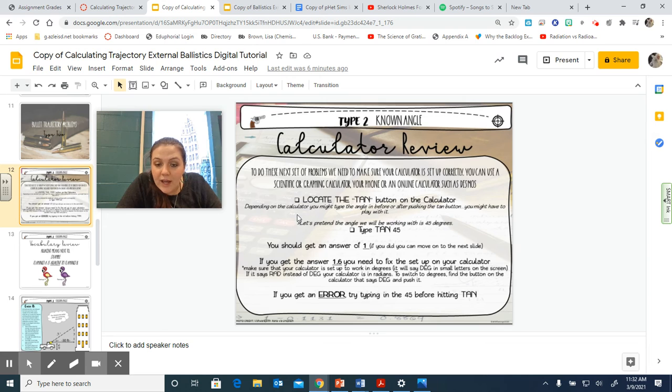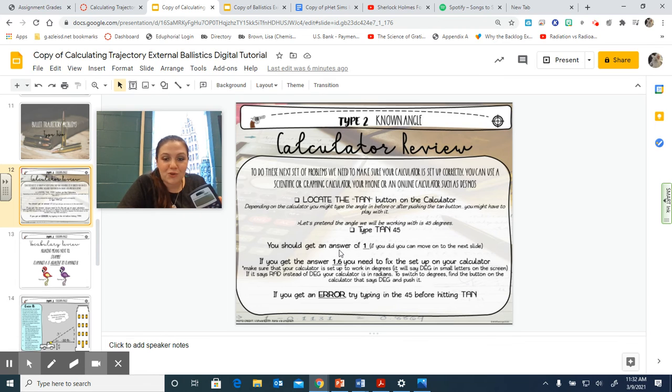Okay, so depending on the calculator, you might need the angle in before or after pushing the tan button, you might have to play with it. So let's pretend the angle we'll be working with is 45 degrees. So type tan. You're going to find the tan button. Mine just says tan, T-A-N, and put 45. You should get the answer 1. I did. Okay, so my calculator is functioning properly.